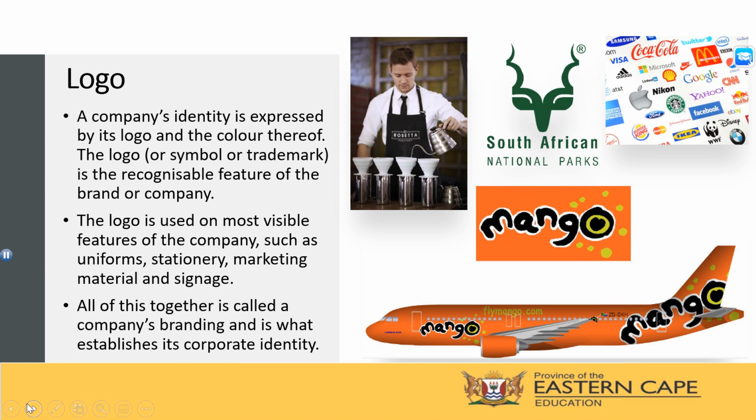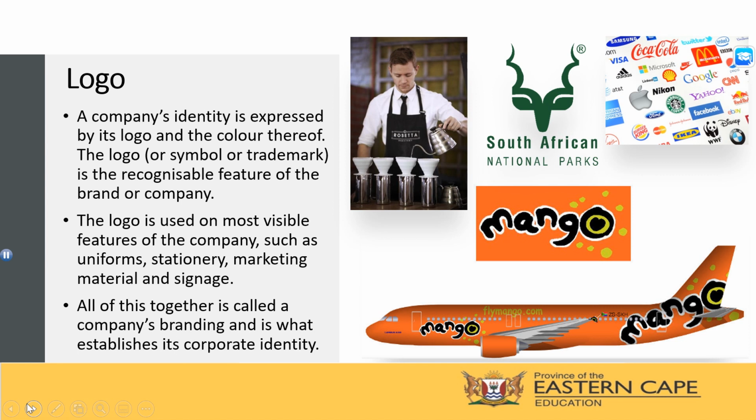If you take a look at the right hand side of your screen, you have various logos that are there. You'll see there's a Coca-Cola logo, there's McDonald's logo, there's Facebook, there's Shell, BMW, a variety of logos there. And those are the things that make the company visible to us. The moment you see the McDonald's logo, you don't even need to see the name. You know immediately that that is the McDonald's logo.